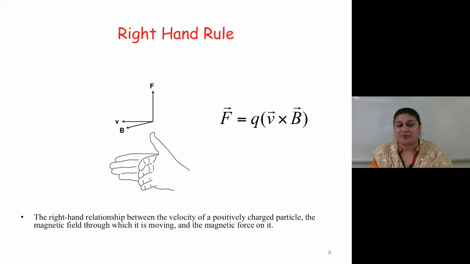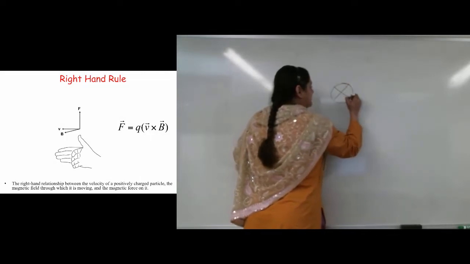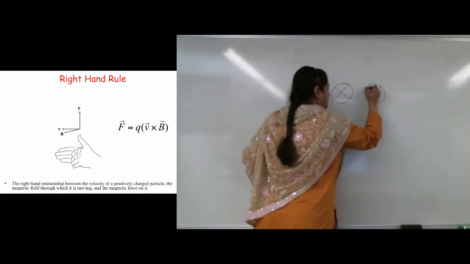Let's look at this example again. Right-hand rule is given by this: F equals Q v cross B, where Q is the charge, v is the velocity, and B is the field. So let's look at an example on the board. So imagine that this is your B field going into the page.